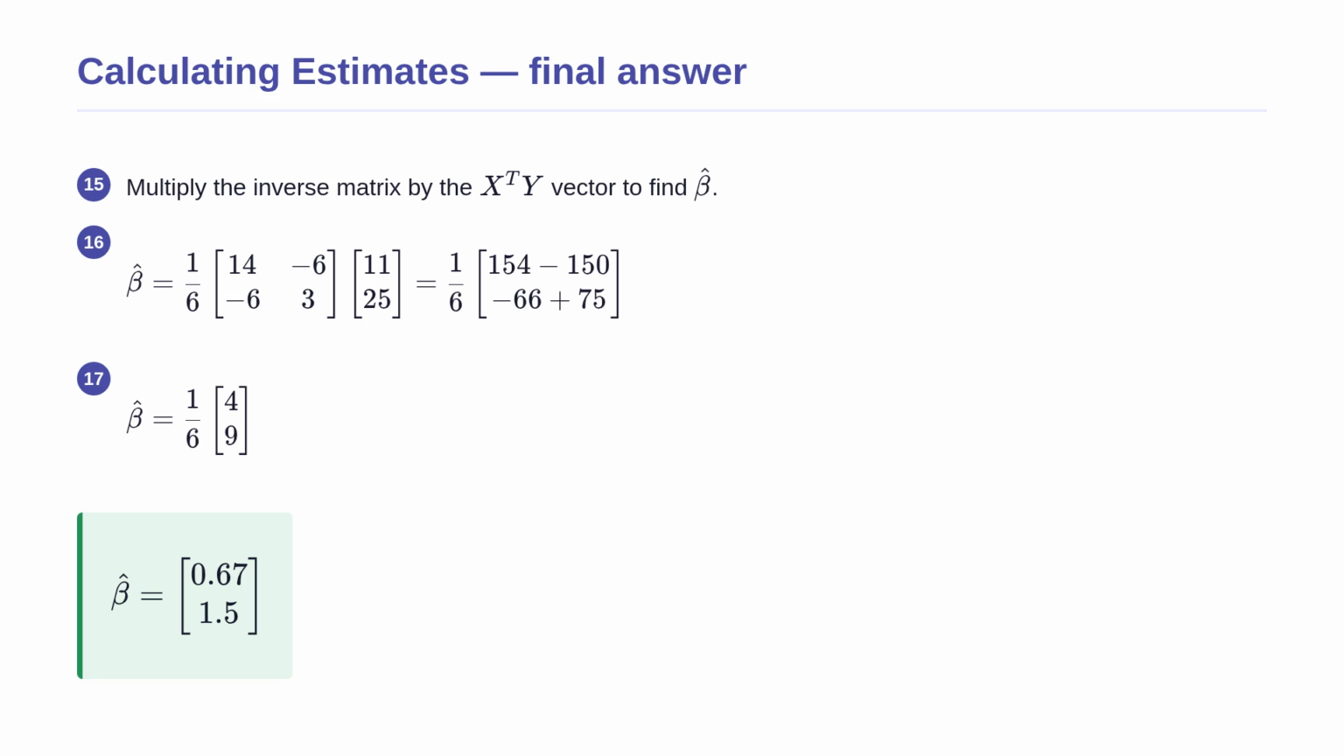Physically, this tells us that a student who studies 0 hours is expected to get about 0.67 points. And for every additional hour they study, their score increases by 1.5 points.